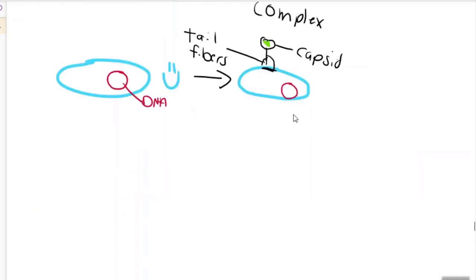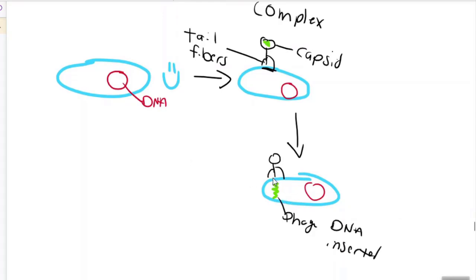So now the phage is attached. What's going to happen next? We still have our bacteria, the phage is attached there, and we still have our DNA. Now the phage is going to insert its DNA into the bacterial cell. So the phage DNA is inserted, and actually the phage produce a little bit of lysozyme that kind of creates a little hole in the bacterial cell wall, and that's where the DNA can get in.